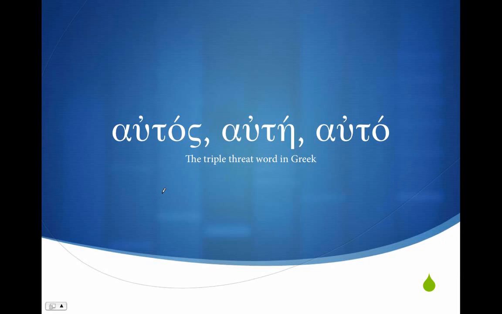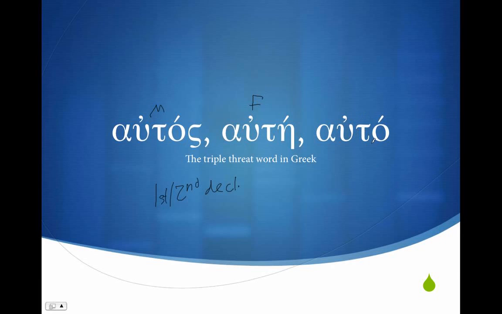This lesson is going to introduce you to the word αὐτός, αὐτή, αὐτό. It's going to decline largely like a first and second declension adjective. And by largely, I mean in the masculine, it's going to decline like a second declension masculine. The feminine is going to decline like a first declension feminine.